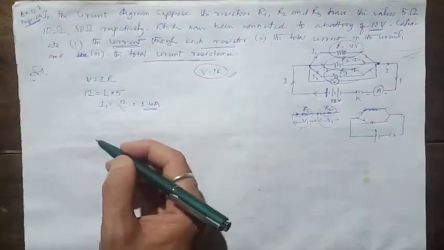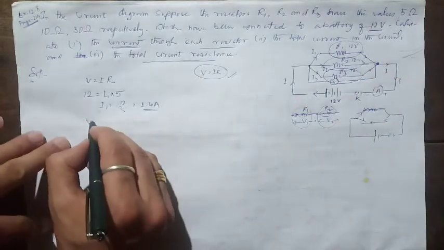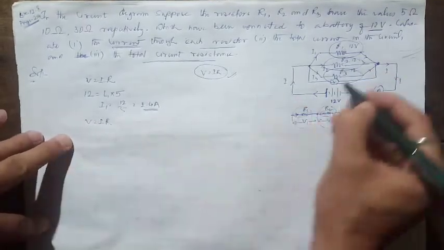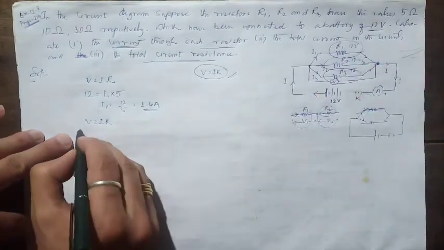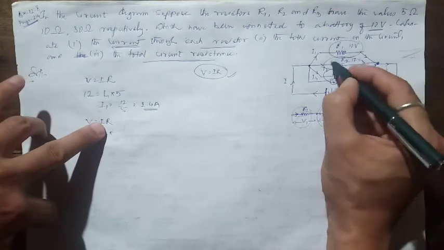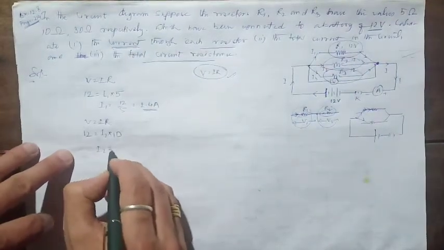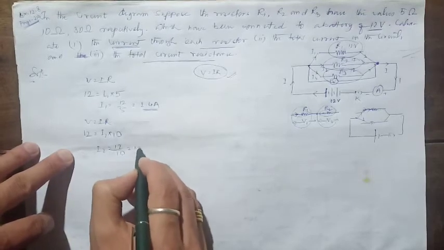Now let's find out the current flowing through this arm of the circuit. Again, using V equals IR. How much is the potential difference across this resistor? That's 12 volt. Current is I2. What is the resistance of this resistor? It's 10 ohms. Now I2 equals 12 by 10, which equals 1.2 ampere.